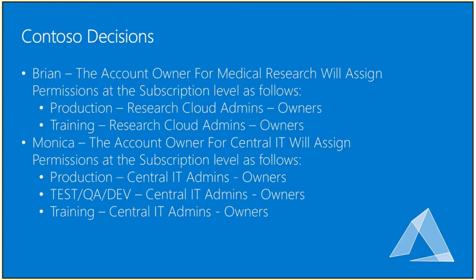Brian, he's the account owner for the medical research. He's made some decisions now, given what we just learned. He's going to assign permissions at the subscription level, just like we showed you. He's got two subscriptions, a production subscription and a training subscription. He's got an existing group called Research Cloud Admins that is synchronized from on-premises to Azure AD using AD Connect, and he's just going to grant that group owner access to those subscriptions.